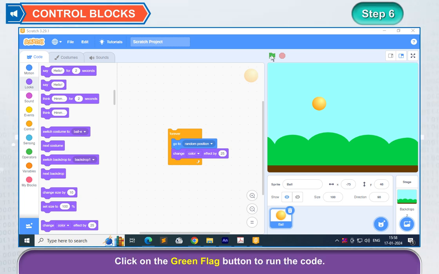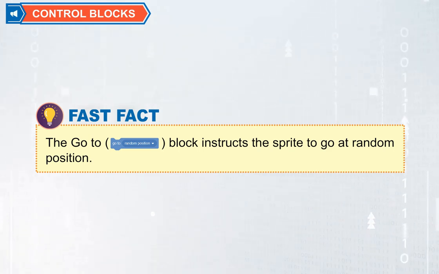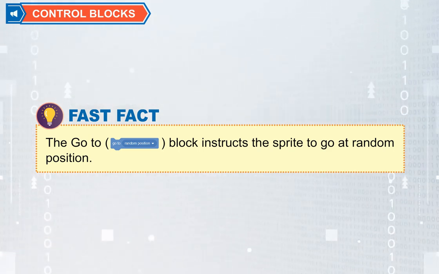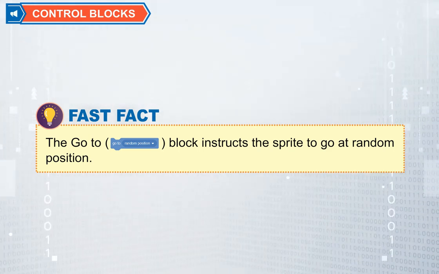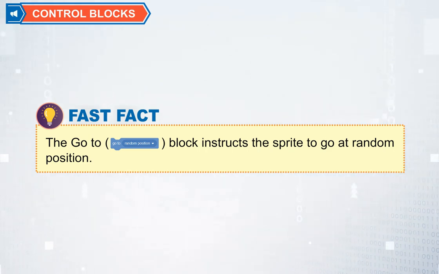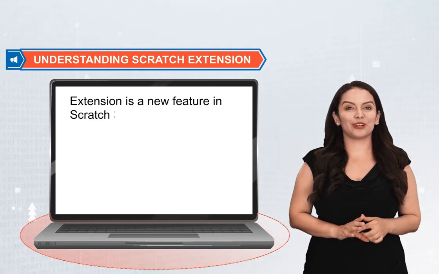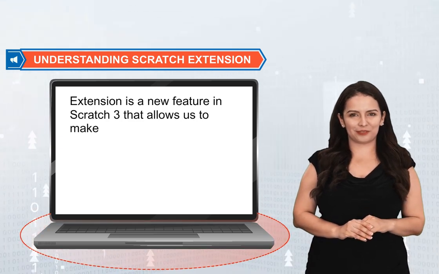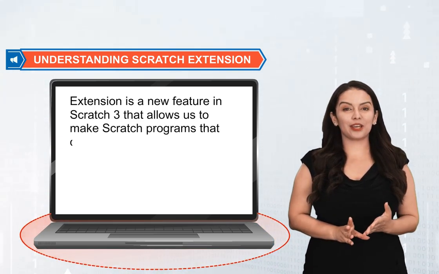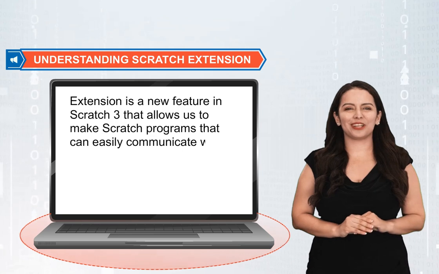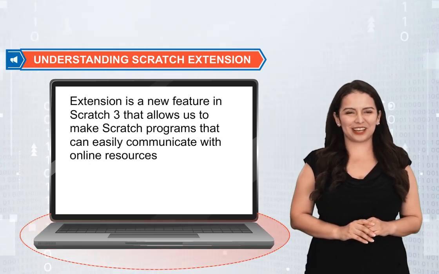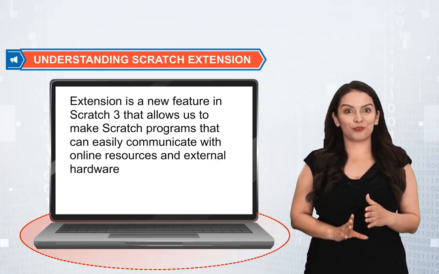Step 6. Click on the green flag button to run the code. Fast fact: the Go To block instructs the sprite to go at random position. Understanding Scratch extension. Extension is a new feature in Scratch 3 that allows us to make Scratch programs that can easily communicate with online resources and external hardware.